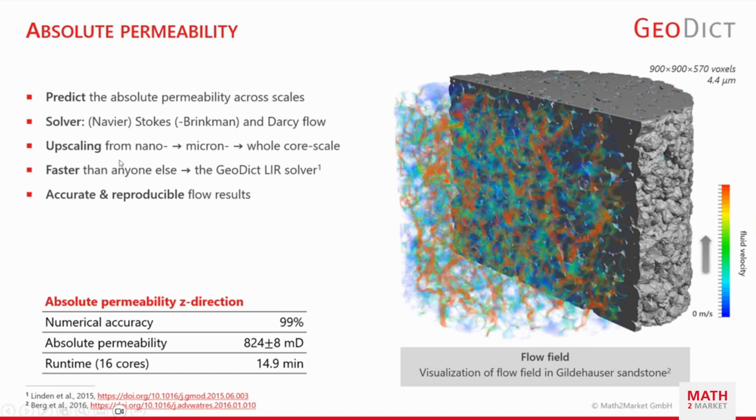Okay, so what else to tell about absolute permeability in GeoDict? The GeoDict LAR solver is basically faster than anyone else. You can see here from the runtimes, it's 15 minutes with 99% accuracy to get the result on a modern workstation with 16 cores or processes. So you get accurate and reproducible flow results. And now in GeoDict 2025, we also correct this numerical overprediction of the velocity in narrow pore throats. That's the uncertainty that I've just told you about before that can now be tackled.